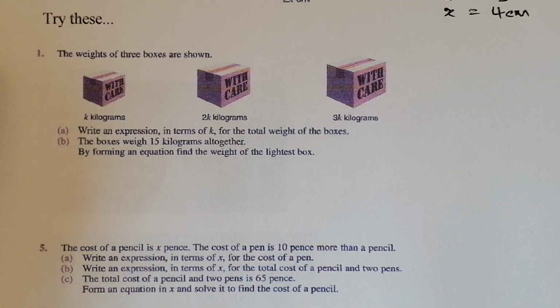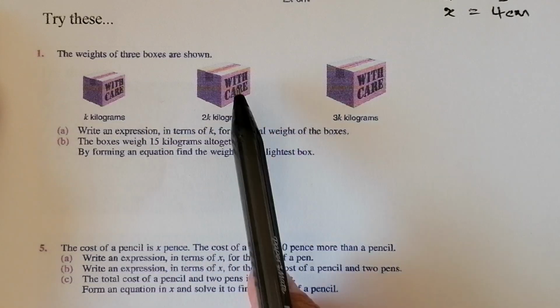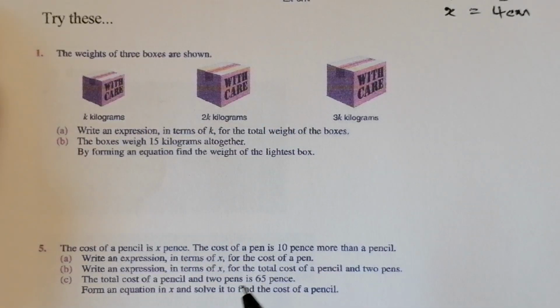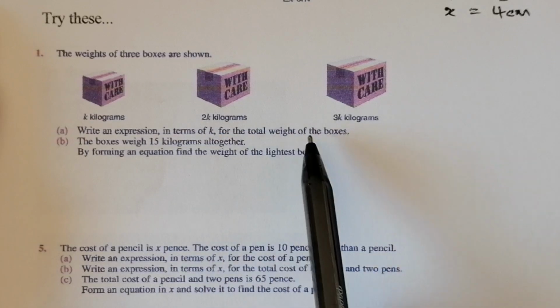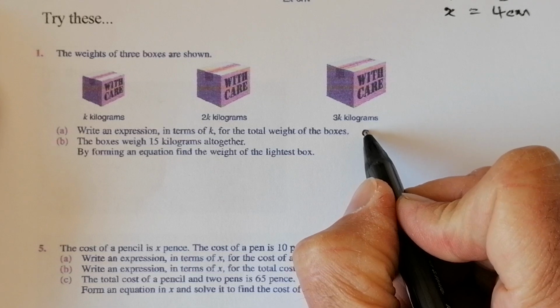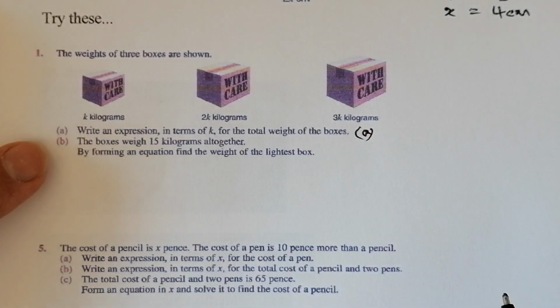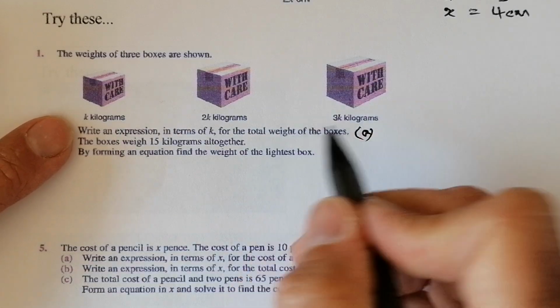Here's the answers. Right, so what we've got is we've got 3 boxes, k kilograms, 2k kilograms for that one, 3k kilograms for that one. Write an expression in terms of k for the total weight of the 3 boxes that are here. Okay, so we'll go for part A. What we'll do is we will have first box is going to be, so we're going to get the total weight.